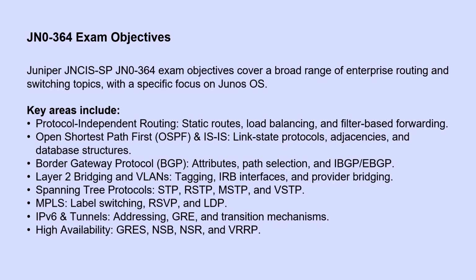Open Shortest Path First, OSPF, and IS-IS: link state protocols, adjacencies, and database structures. Border Gateway Protocol, BGP: attributes, path selection, and IBGP, EBGP. Layer 2 bridging and VLANs: tagging, IRB interfaces, and provider bridging. Spanning tree protocols: STP, RSTP, MSTP, and VSTP.